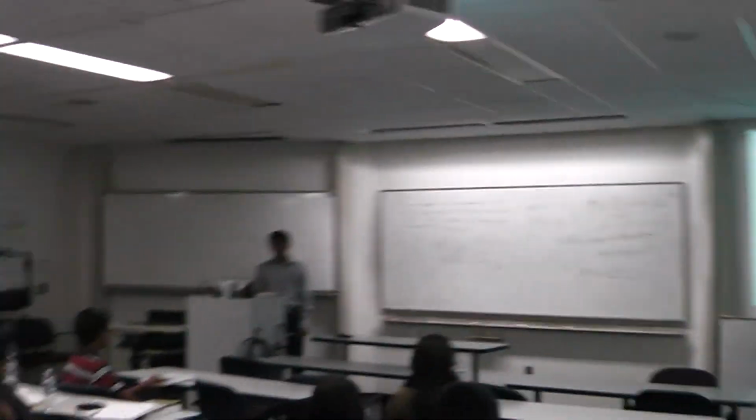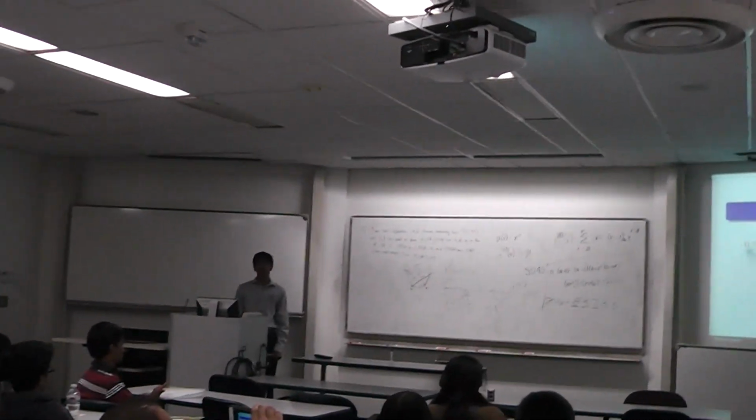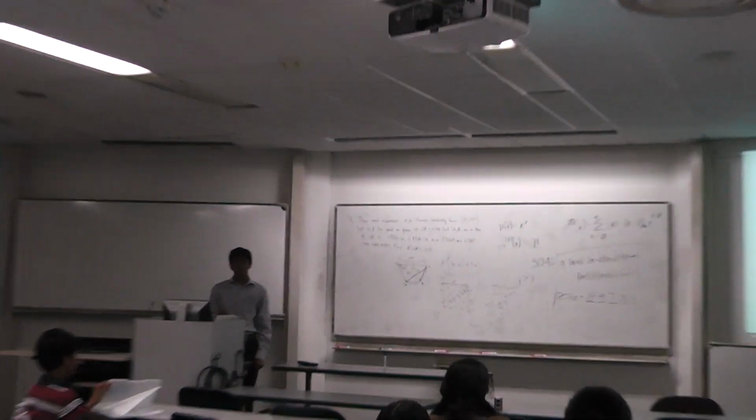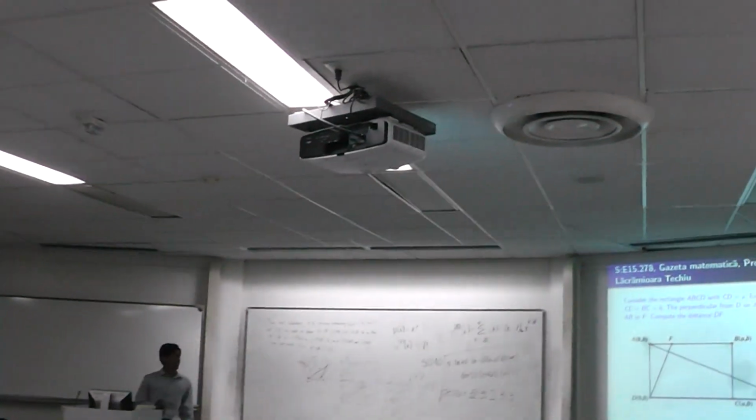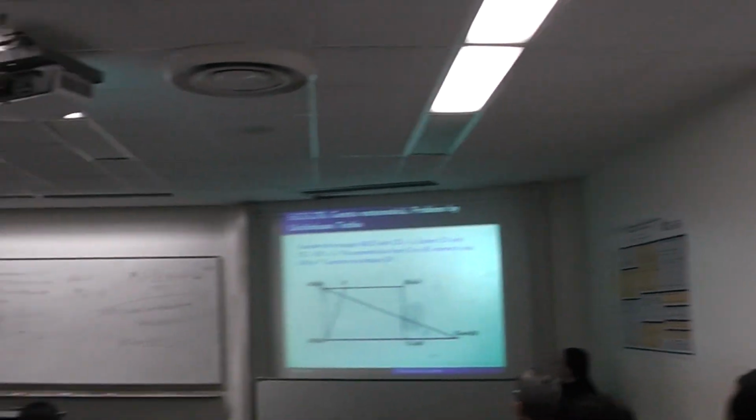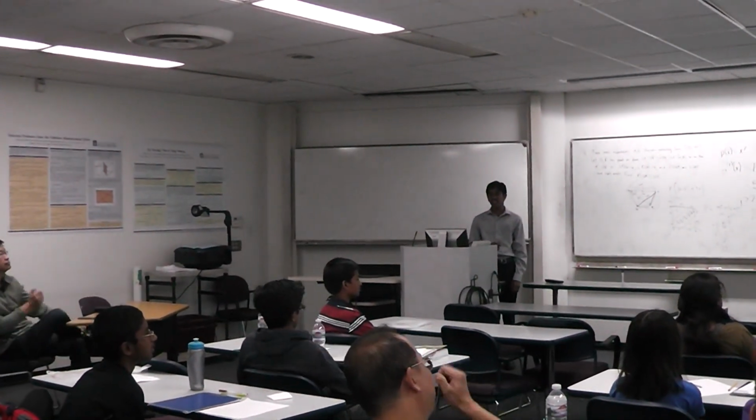Okay, so we're going to talk about some specific problems from the Gazzetta Matematica for geometry problems. Specifically from like 8th grade, 9th grade problems of the Mathematical Gazette. So the first problem we're going to talk about is: consider the rectangle ABCD with CD equaling a.